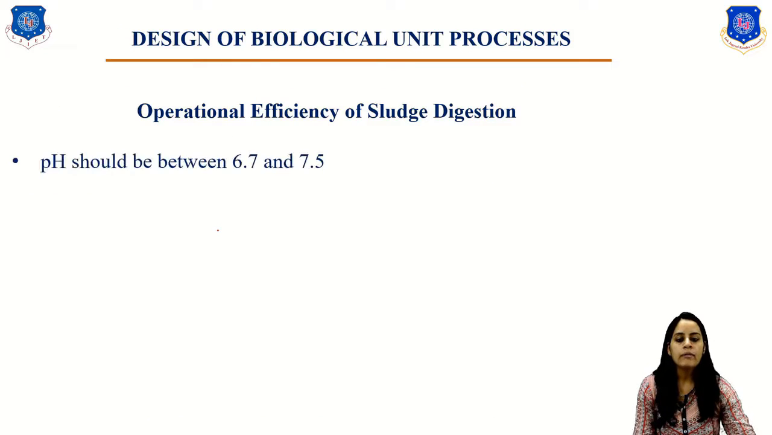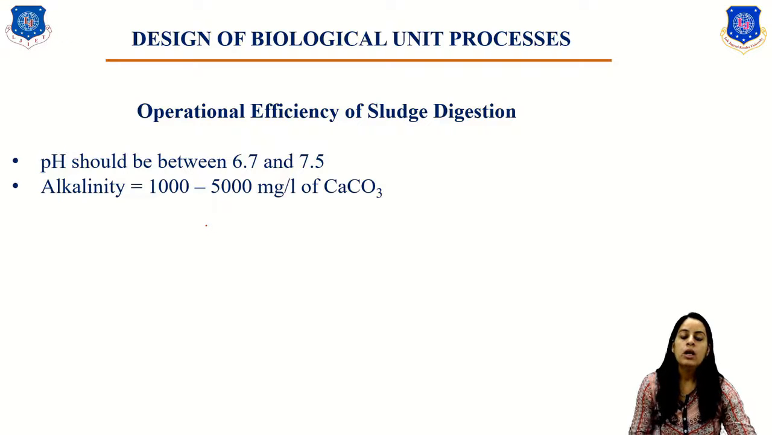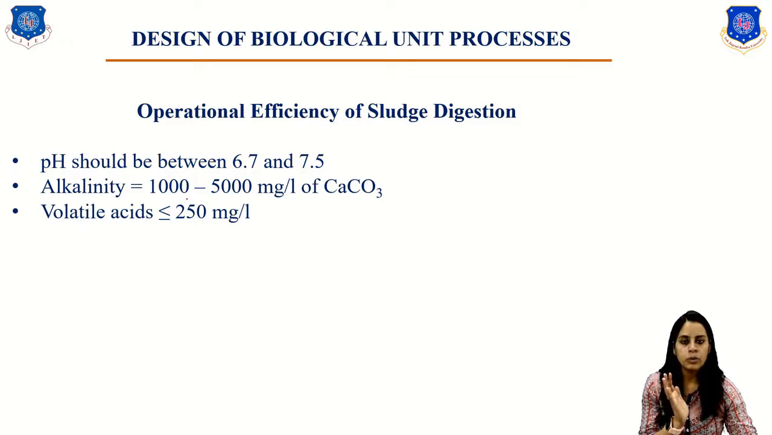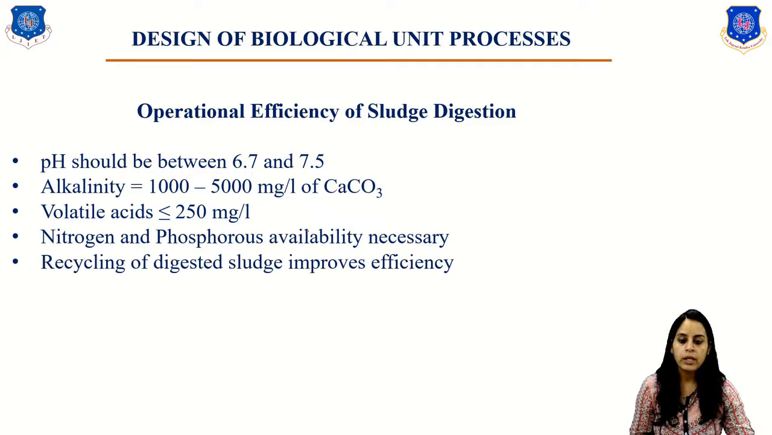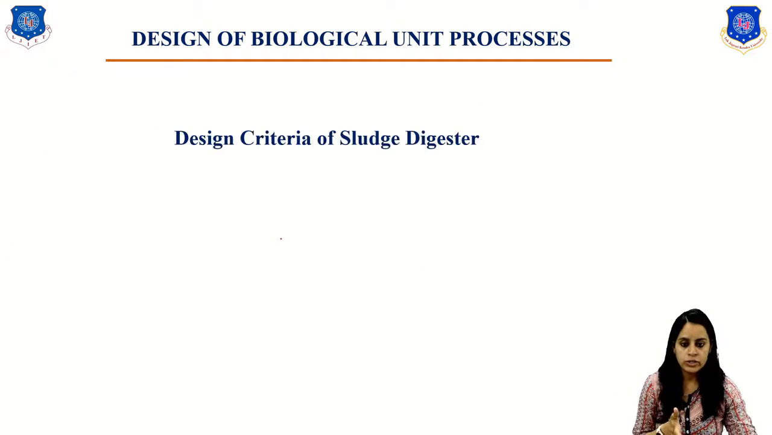Okay, the operational efficiency of sludge digestion. In the sludge digestion, the pH should be maintained between 6.7 to 7.5, right? Then alkalinity, which is 1000 to 5000 mg per liter as CaCO3, calcium carbonate. Then volatile acid, the range is less than or equal to 50 mg per liter. The next one is that nitrogen and phosphorus availability is necessary. Then recycling of digested sludge improves efficiency. This is the operational efficiency of the sludge digester.